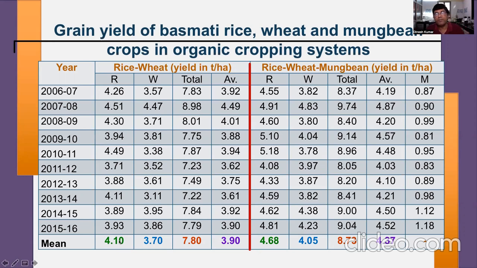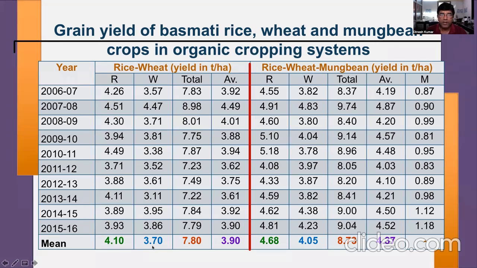We compared it with the conventional rice also, and we found that the yield of this organic rice, 4.1 tons, was almost similar to conventional rice. In the case of wheat, the average yield was 3.7 tons, which was really lower than conventional. In conventional wheat, we get at least 4.5 tons per hectare at IARI, or maybe 5 tons per hectare. But here the yield was less for organic wheat, even after 10 years.